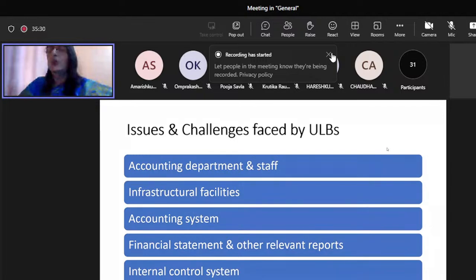So an accounting department and staff are very much necessary for any organization, and especially they should have exposure to the accounting standards. It's not necessary they should be from the commerce background only. Even if they are from a different background, the generally accepted accounting principles, all these should be there. They should be aware of this. So this was a major lacuna in the urban local bodies which they were facing.